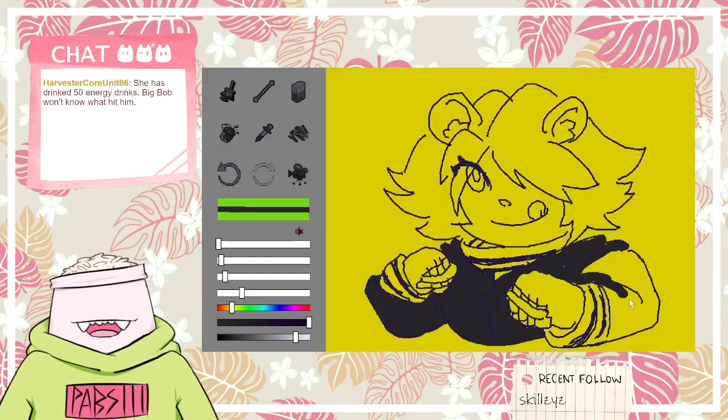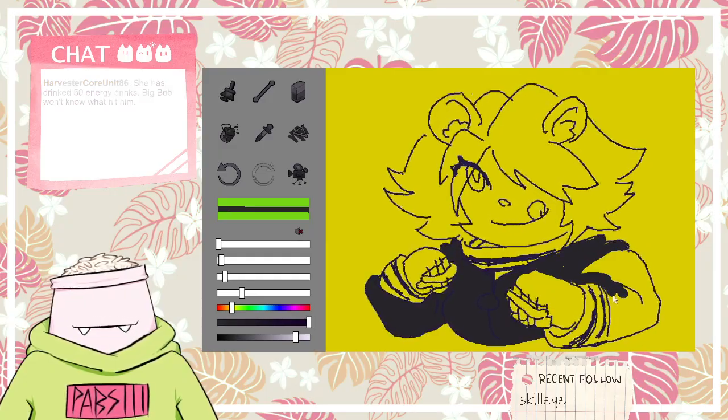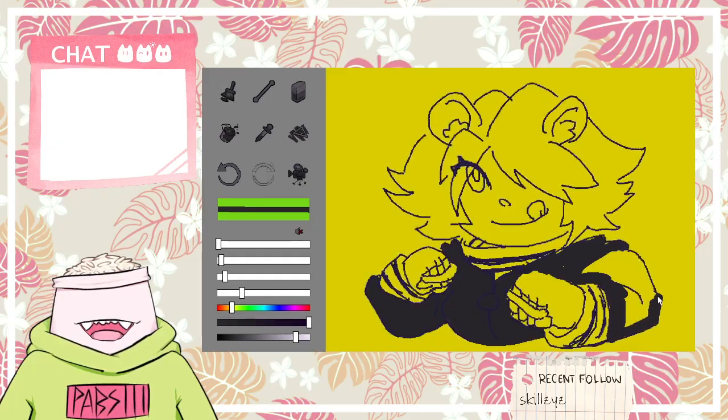She drank 50 energy drinks. Big Bob won't know what hit him. I don't remember if Big Bob was particularly armored. Depending on whether or not he was, she might actually be a really poor matchup for him any day of the week, even with the power of 50 energy drinks in her body.